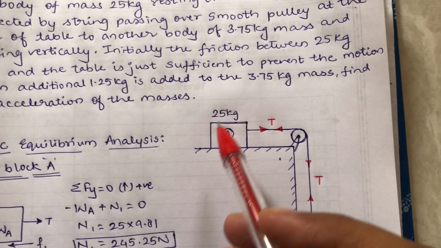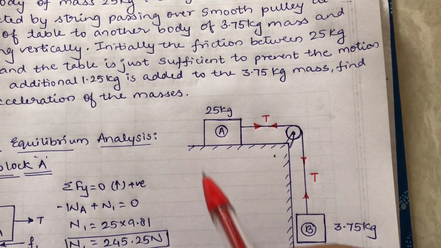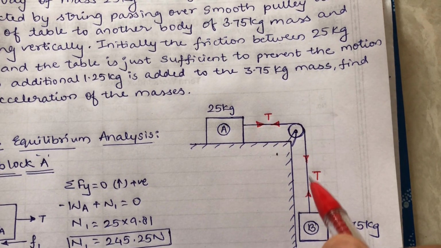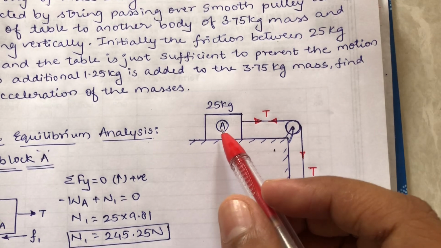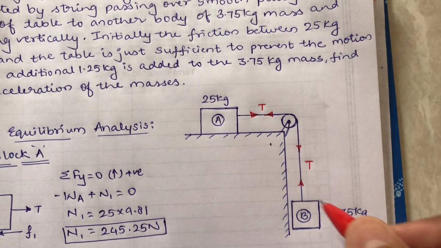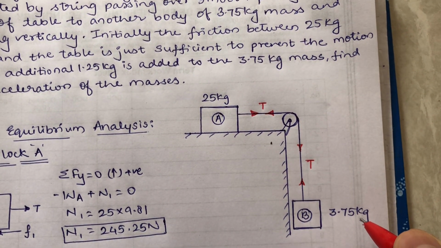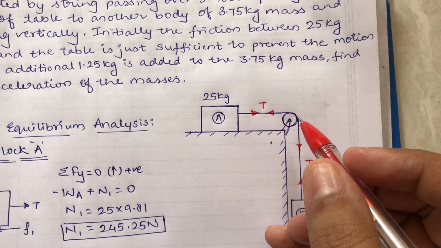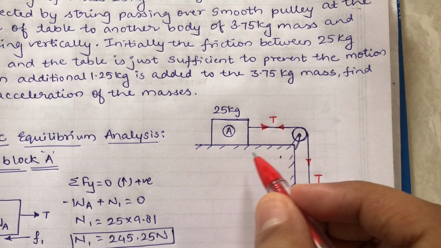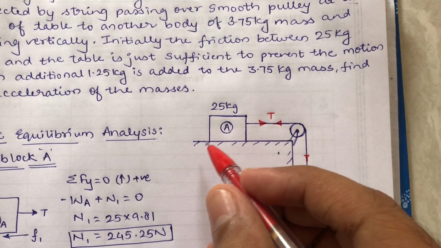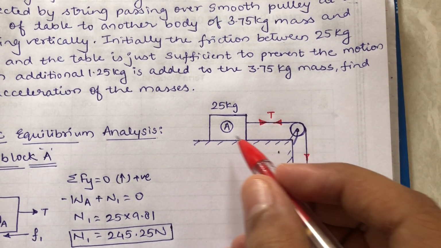Now, this is the diagram which is provided along with the question. The red mark is not there, only the blue marking. So there is a block of 25 kg and the hanging block of 3.75 kg. The pulley is frictionless. Now we have to find the coefficient of friction first.